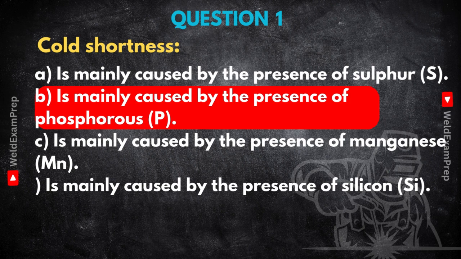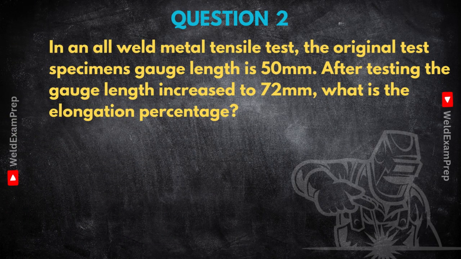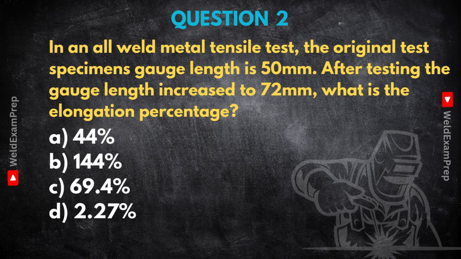Okay, great start. Let's shift gears now from what materials are to how we measure their behavior, specifically their ability to stretch. Got a calculation question for you now. Ready? In an all-weld metal tensile test, the original test specimen's gauge length is 50 millimeters. After testing, the gauge length increased to 72 millimeters. What is the elongation percentage? Options are A, 44%; B, 144%; C, 69.4%; or D, 2.27%.